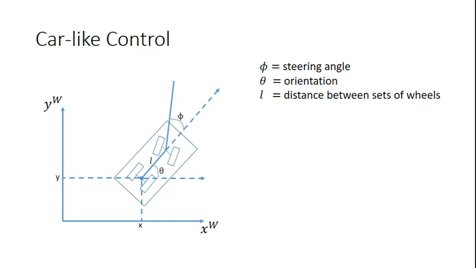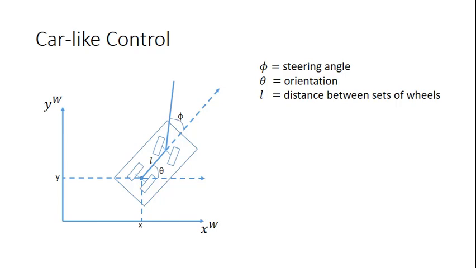We also have this value L. L is going to be the distance between the two sets of wheels. That matters whenever we're considering how fast a car can turn. Smaller cars with a smaller L value, they're going to have a smaller turn radius than cars that have a large L value. And then we have this other angle value up here, phi or phi.